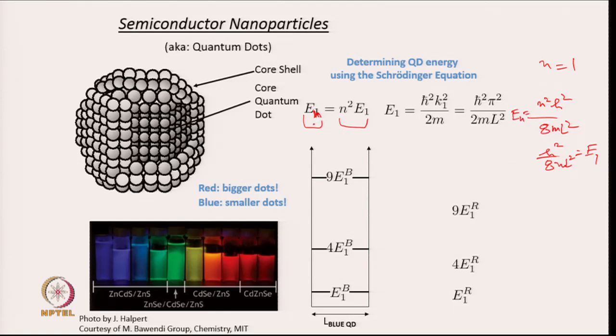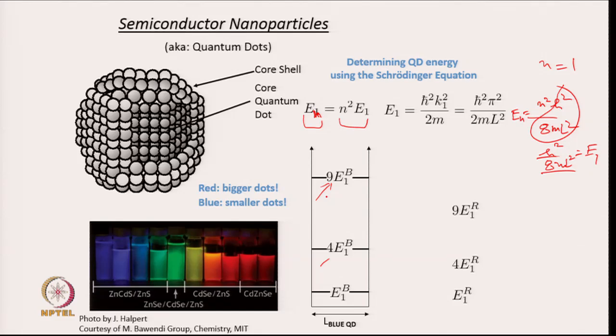So, I can write En is equal to n square into E1, since E1 is equal to h square by 8 m L square. If n is equal to 1, it is simply E1. If n is equal to 2, you have 4 E1, and if n is equal to 3, then you have 9 E1.